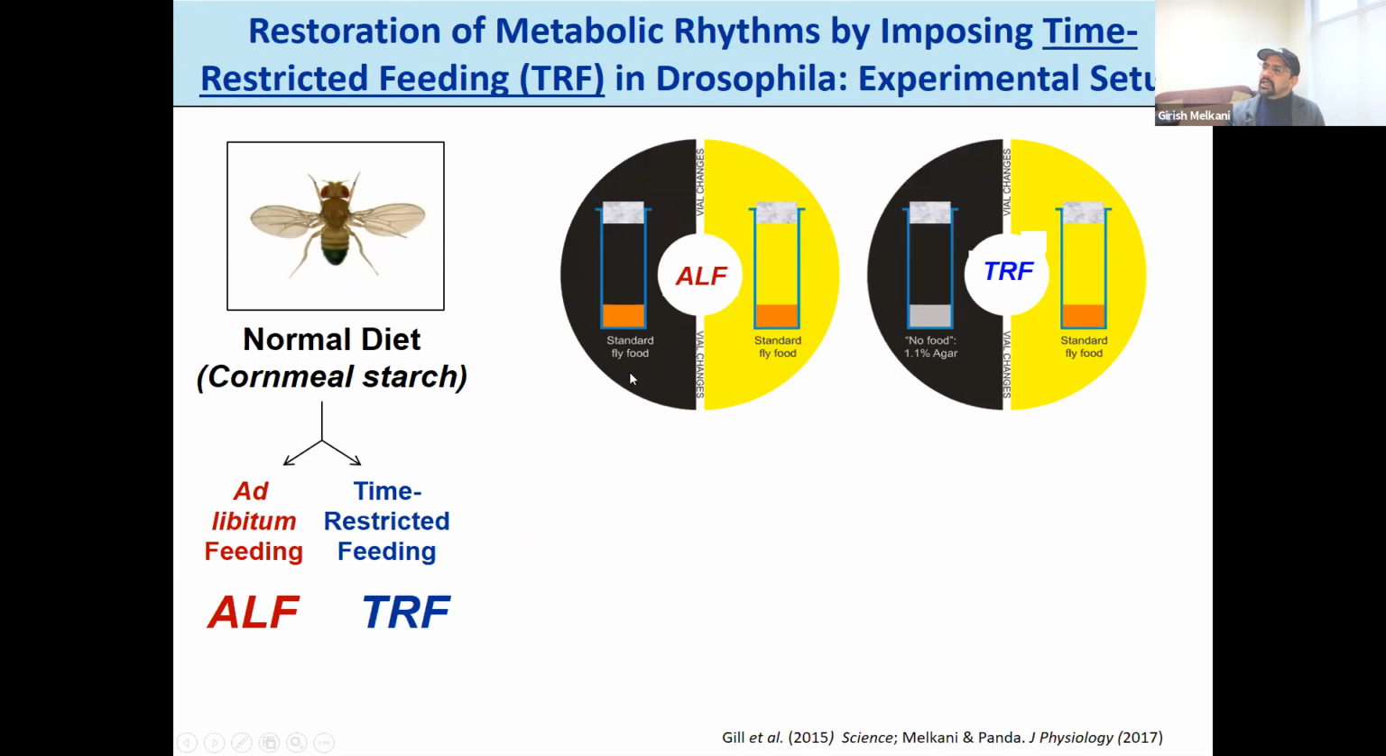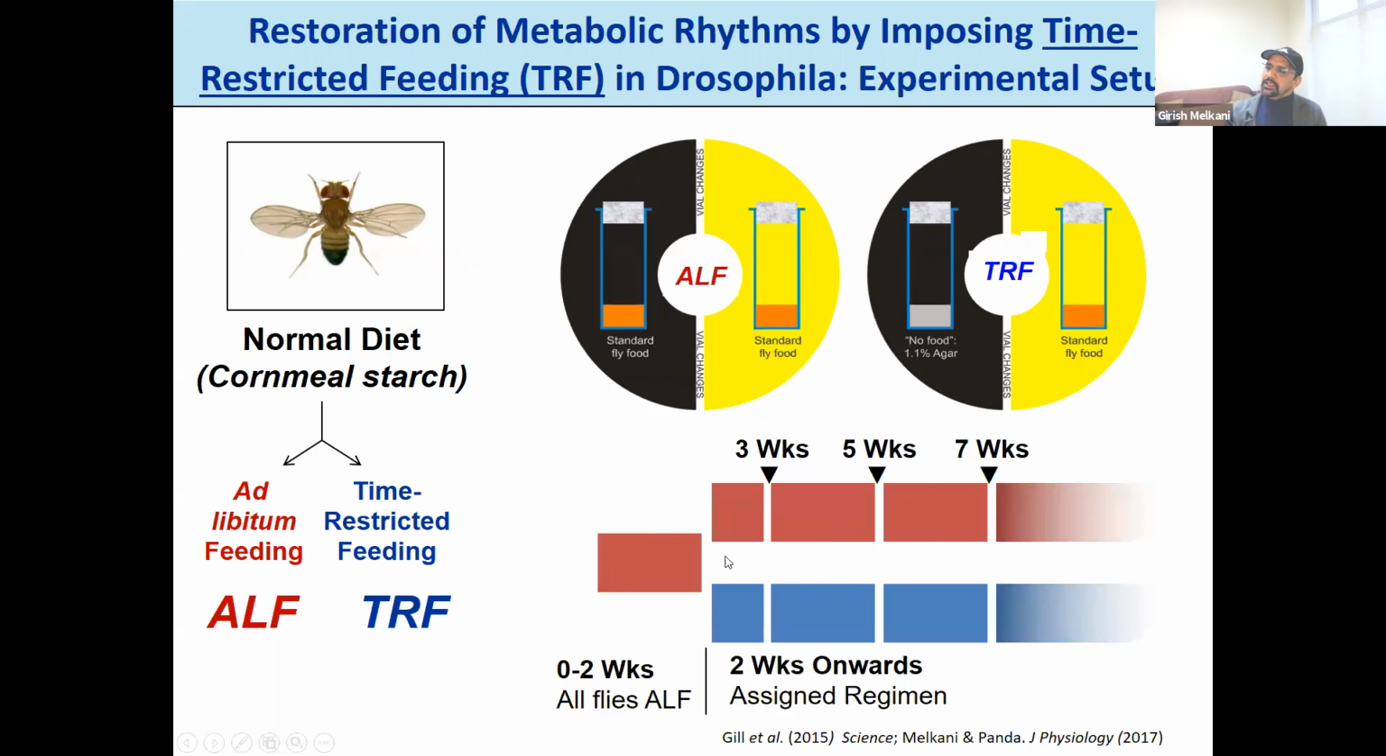So these ALF, they eat food 24/7, or whenever they want to eat. The TRF will only eat food during 12 hours during daytime. During nighttime, they will be in just 1% agar, only so they don't get dehydrated. Of course, we use the dark and light cycle because it's circadian control, so we want to make sure that circadian rhythm is maintained.